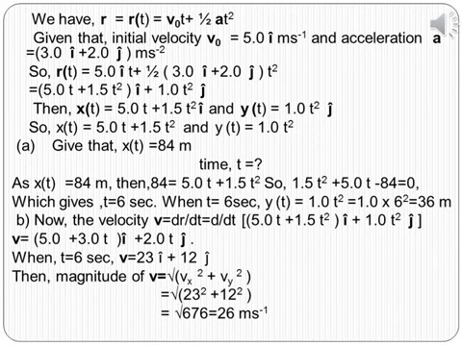Then the magnitude of velocity vector v is equal to square root of vx square plus vy square, which is equal to square root of 23 square plus 12 square, which is equal to square root of 676, which is equal to 26 meter per second.